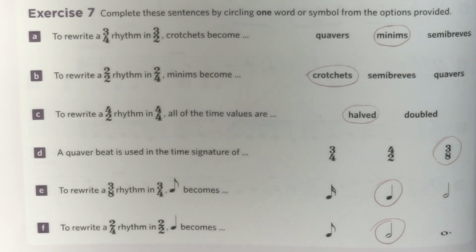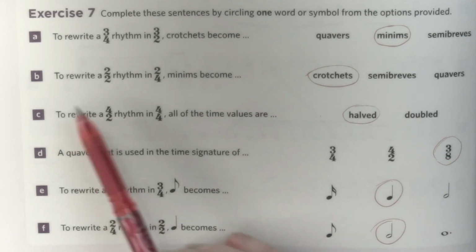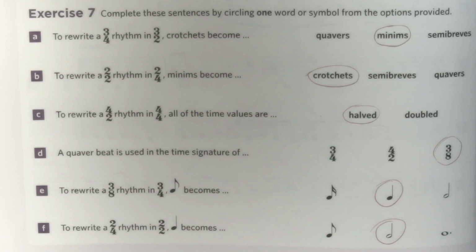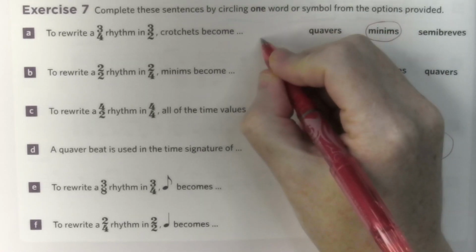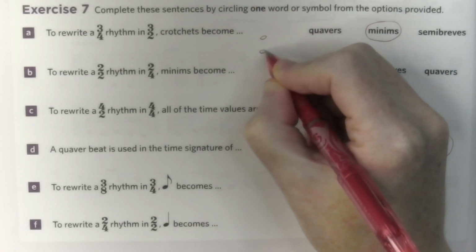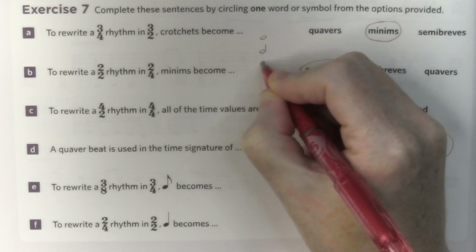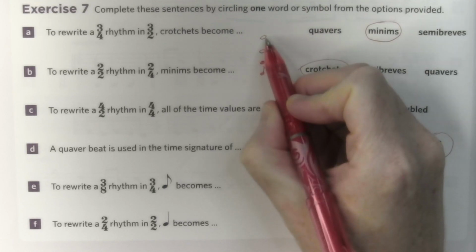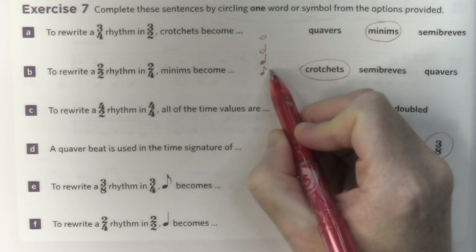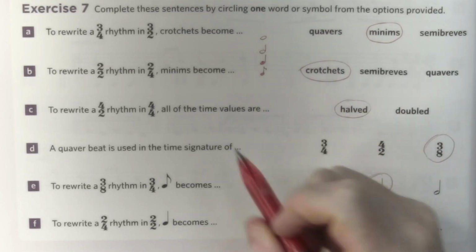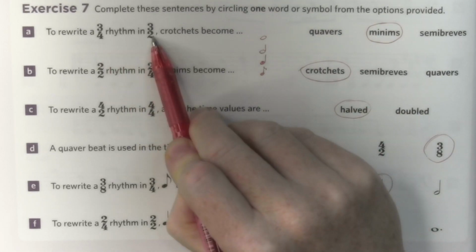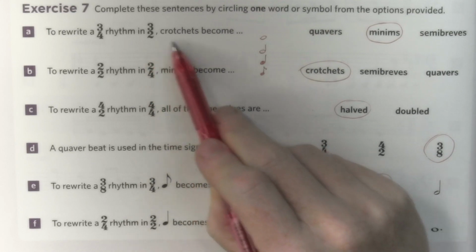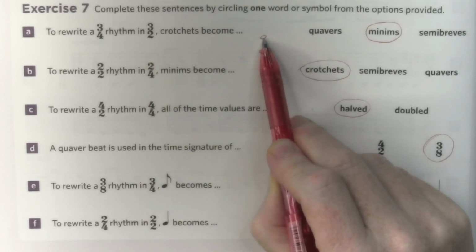And with this, we have finished our exercise 7. I understand that this could be a little bit confusing, but you would need to think of the order of the time values. So semibreve, minim, crotchet, and quaver. If we go up, we double. If we go down, we halve. So yeah, that's it. And the bottom number gives us the value that we use for counting.